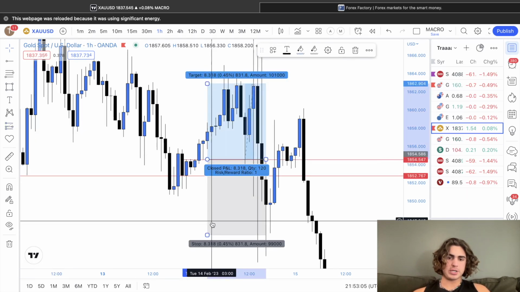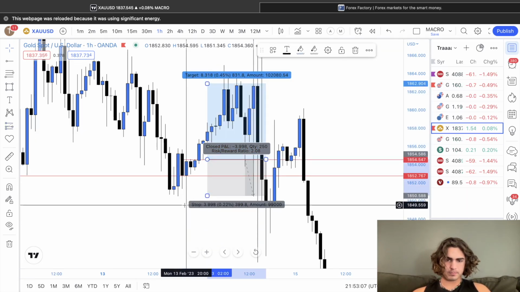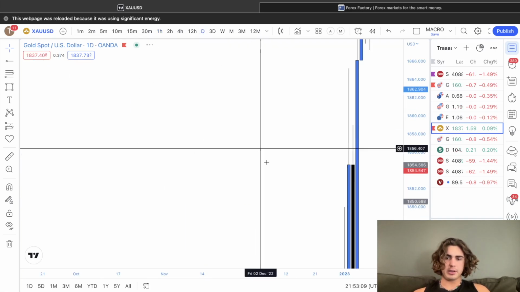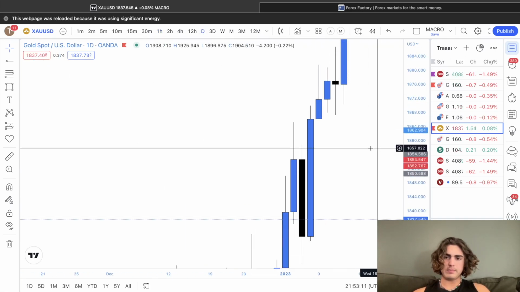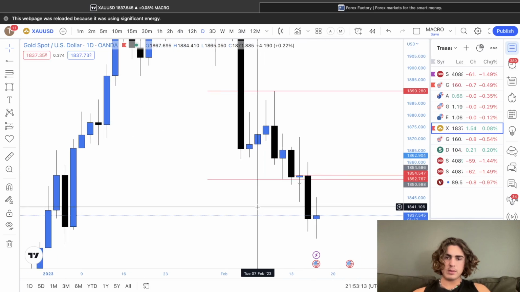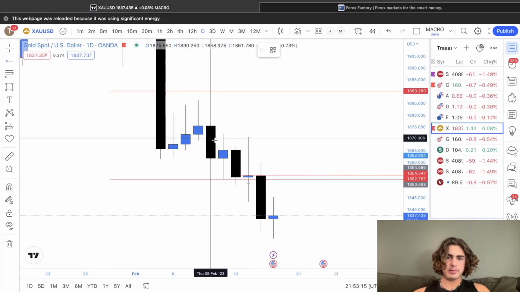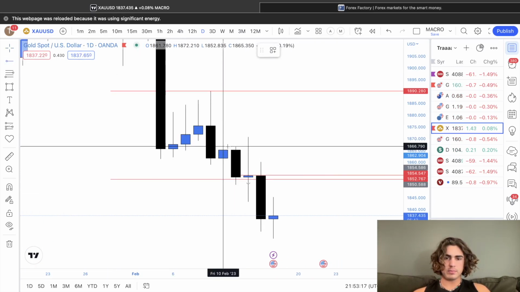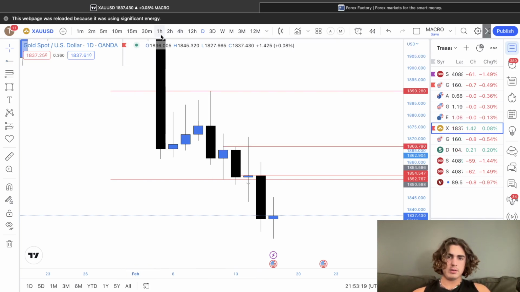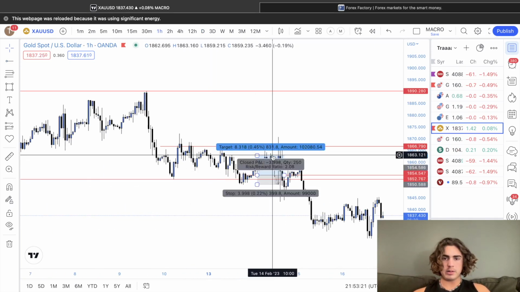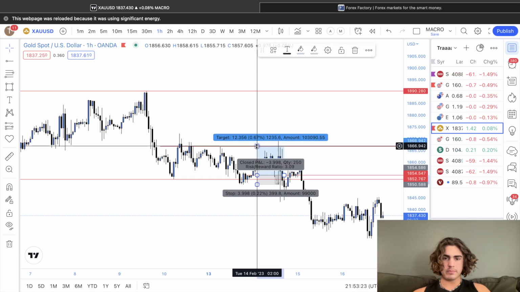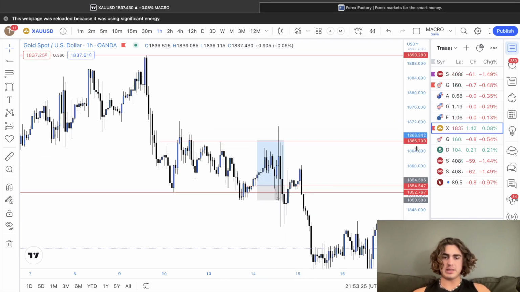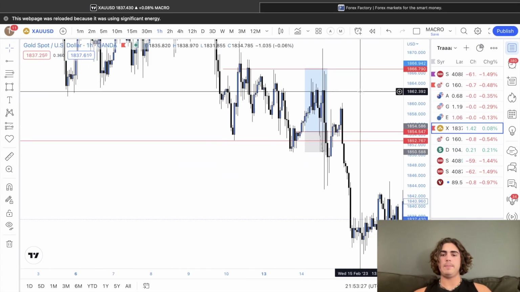Long after the break of structure, stop. Right underneath here, go to the daily. Previous daily high. Right there. 1 hour. Beauty. Just like that. All right, that's all you need.